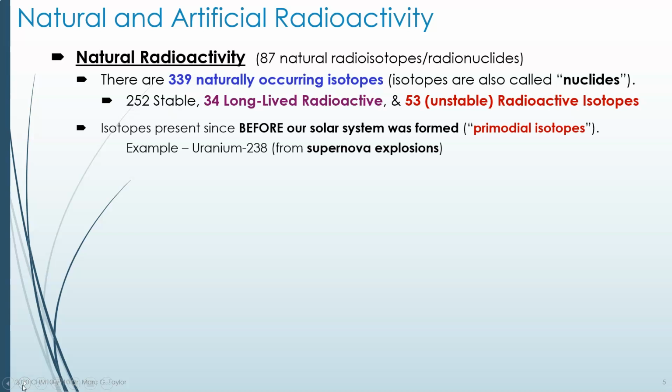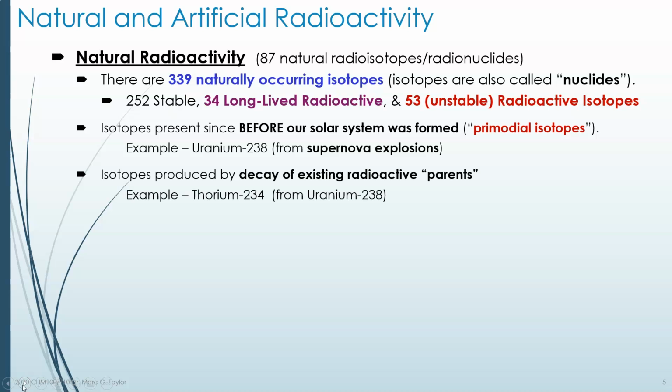There are isotopes that were formed before the solar system was even formed, so these are referred to as the primordial isotopes. Uranium-238 is an example of those, and you can usually tell these. They have enormously long lifetimes, what we call half-lives, which we'll talk about later. We also have isotopes that are radioactive because they're produced from other radioactive parent nuclides. Thorium-234 is an example of that.